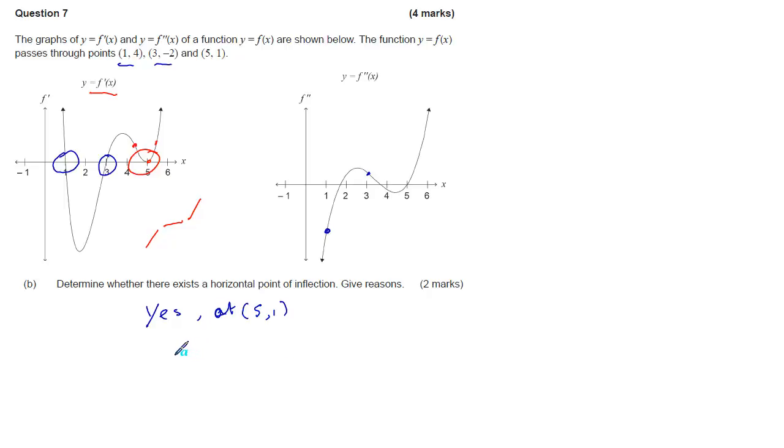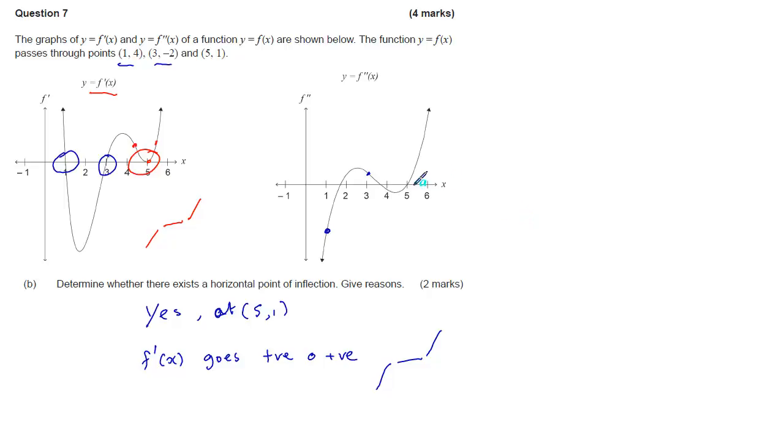And then we need to give reasons, and we can say f dashed x goes positive, 0, positive, and that's enough. I might draw the little sketch that I've got above as well.